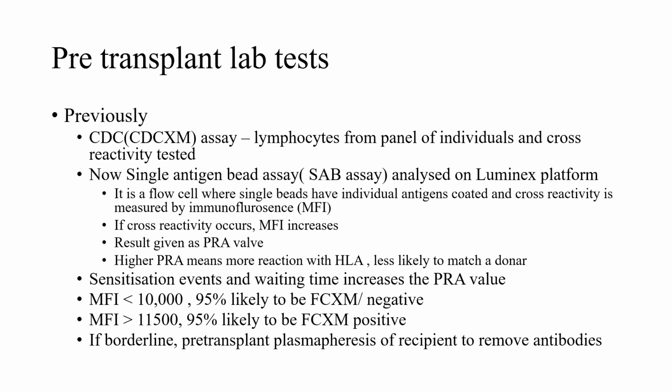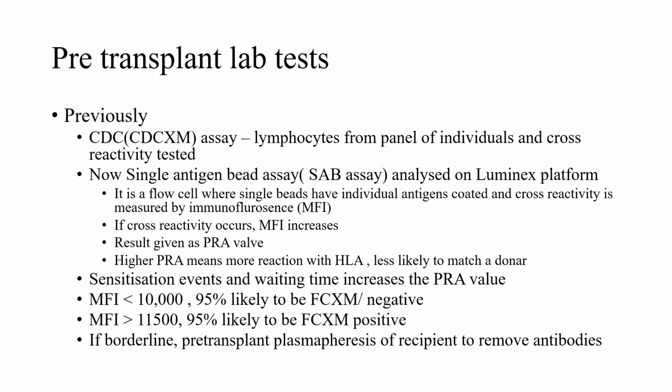So if you get an immunofluorescence MFI score of more than 11,500, there is a 95% likelihood that the flow cytometry crossmatch is positive. And if you are getting an MFI of less than 10,000, there is a 95% likelihood that the flow cytometry crossmatch is negative. If you are getting a borderline result, that is, a few antibodies may be present, in that case the recipient can undergo pre-transplant plasmapheresis, practiced in some settings.